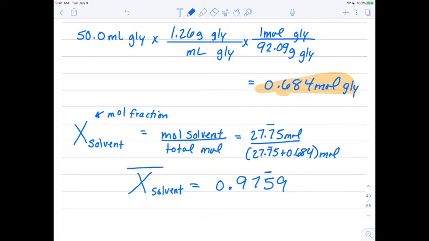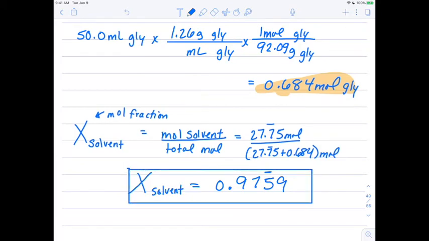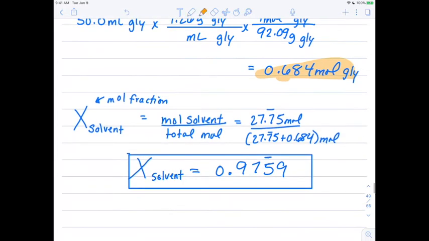So any questions on how we found the mole fractions of the solvent? So this looks a little weird. Good question. So there are no units because what happened is moles on the top canceled with moles on the bottom. So mole fraction has no units. But good catch. Other questions so far?